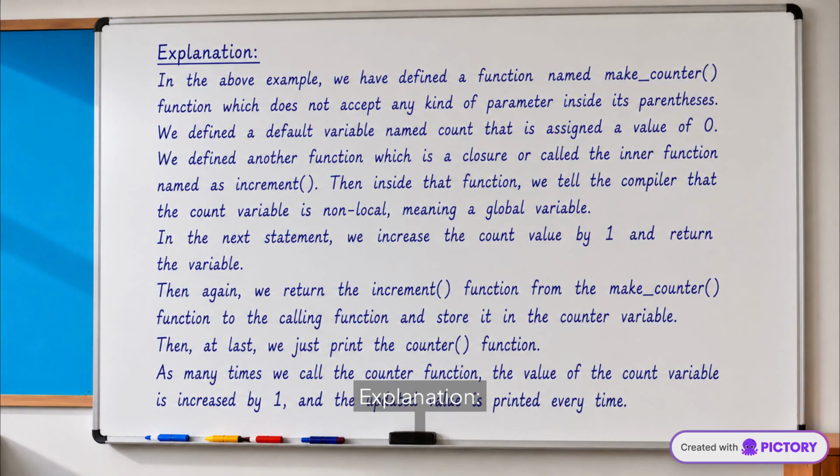Then again, we return the increment function from the make_counter function to the calling function and store it in the counter variable. Then, at last, we just print the counter function. As many times as we call the counter function, the value of the count variable is increased by 1, and the updated value is printed every time.